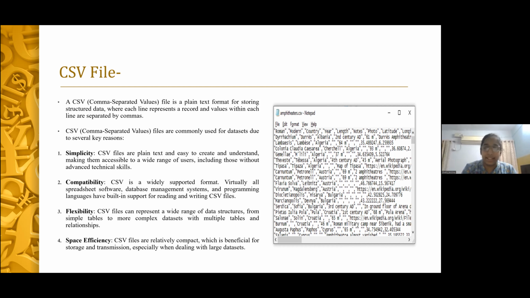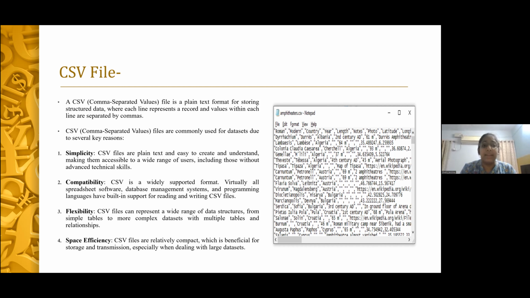The third reason is flexibility. The CSV file represents a wide range of data structures, from simple tables to more complex data sets with multiple tables and much more. Then space efficiency. CSV files are relatively compact, which is beneficial for storage and transmission, especially when dealing with large data sets. We all know that if we have a particular program with particular logic, then in general the code which takes the least amount of space and least amount of time is considered the best code. So the same applies here also. If we have space efficiency, it is considered best.